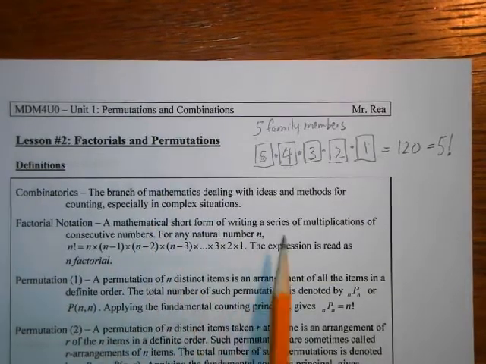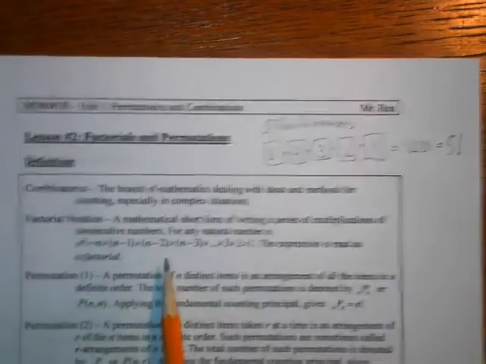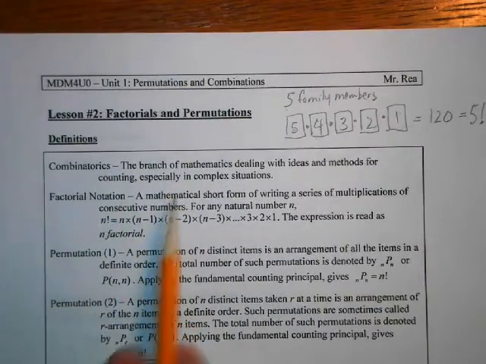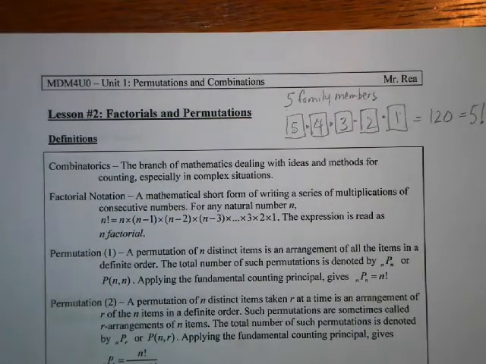Okay, so if we go into the definitions here, combinatorics, again, is just the field of math dealing with methods of counting.